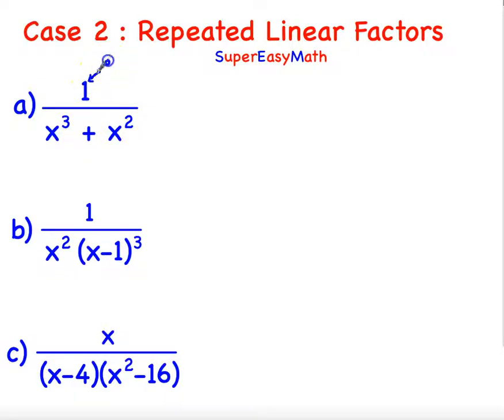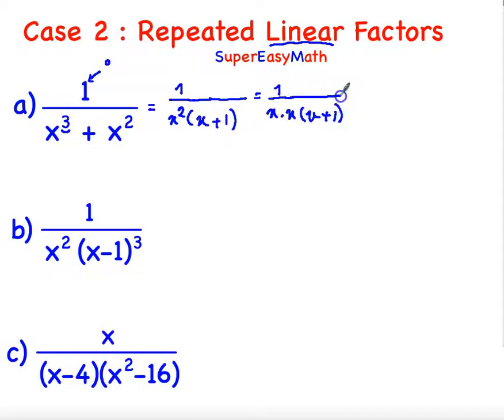Degree of the numerator is 0, and degree of the denominator is 3. And the third condition, we can factorize the denominator. So here we can write it as 1 over, take x squared common, so here are factors, but we need linear factors. It means the degree should be 1. So we would write it as 1 over x squared times x plus 1. So here we have repeated factors, x and x. So this is the second case.